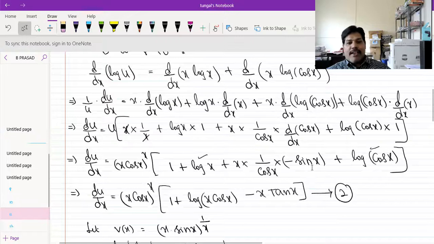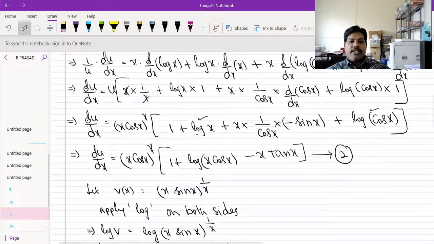Cos x derivative is minus sin x, plus log of cos x. So see these two terms, students. This is log x plus log of cos x. Log a plus log b, you can write as log of ab. Minus sin x by cos x will become tan x, so into x, it will become minus x tan x. So take this as equation number 2.